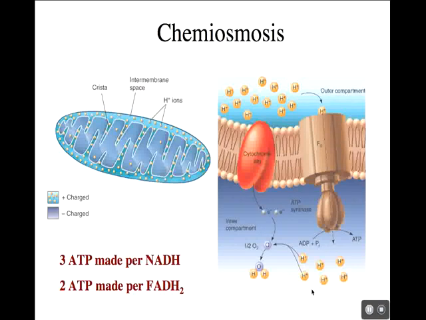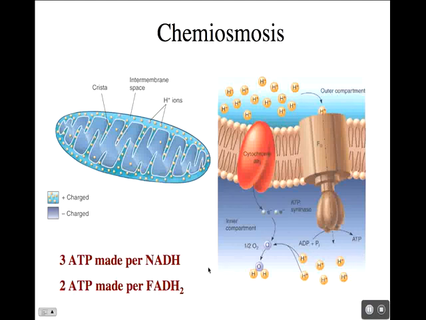Chemiosmosis is actually using the proton motive force in order to make ATP. As those protons come down through ATP synthase, it loads on a phosphate group to synthesize ATP. That's what chemiosmosis means. So how effective is this system?